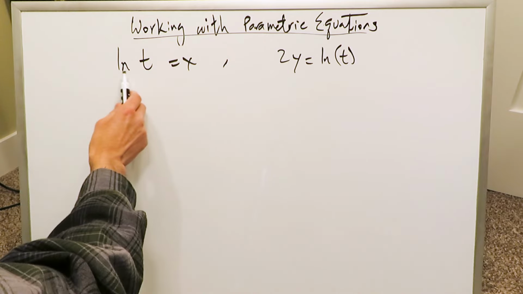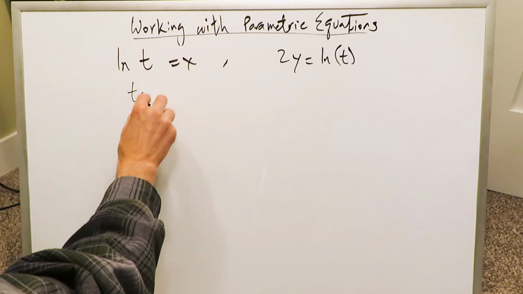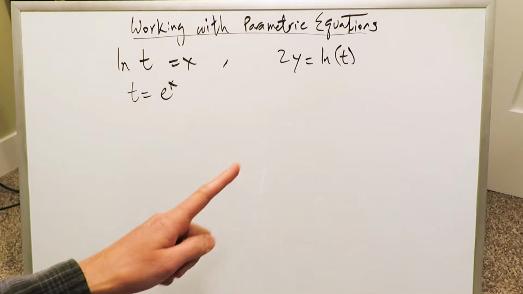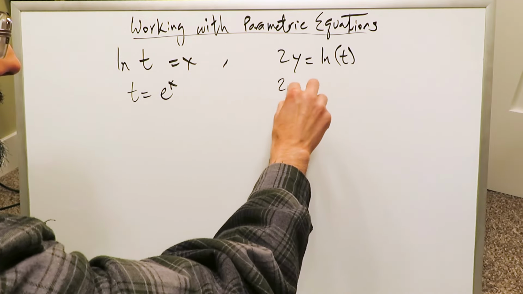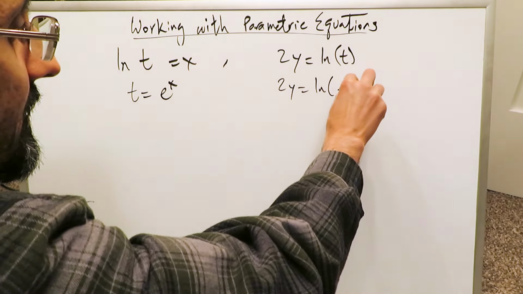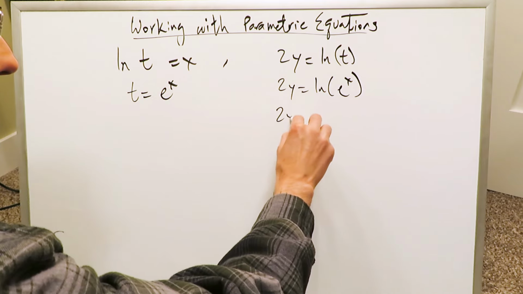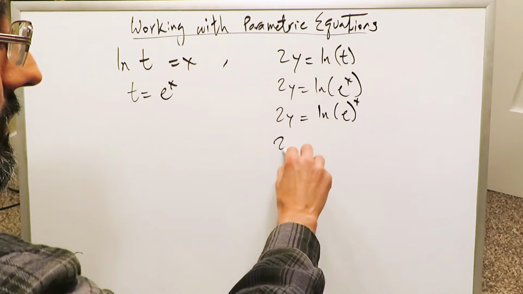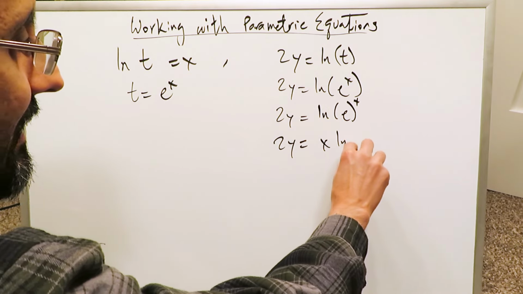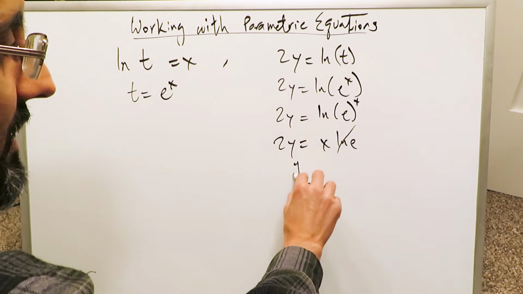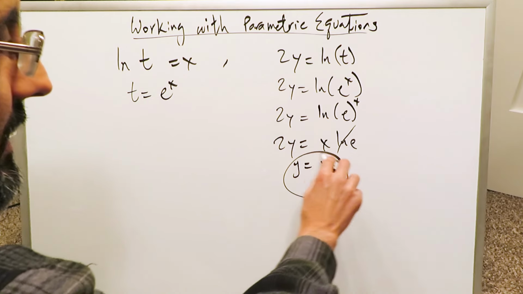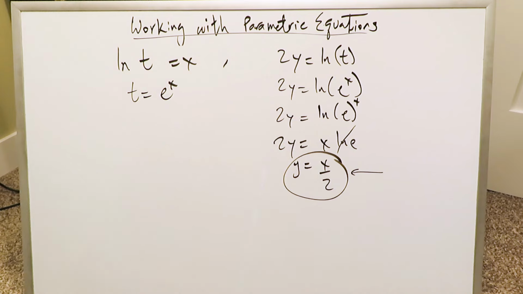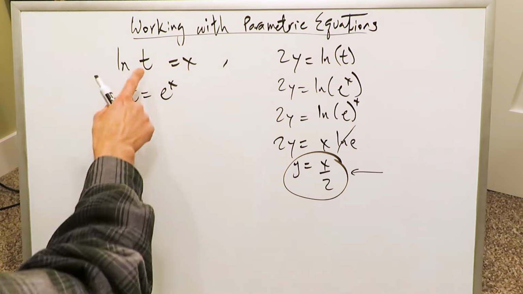Start right over here. If ln t is equal to x, then t must be equal to e to the power of x. You can substitute this e to the power of x into that equation in place of t. 2y is equal to natural log e to the x. You can look at that as 2y is equal to ln e to the x, and then you can look at that as 2y is equal to x ln e, which goes away, y is equal to x over 2. And here's my rectangular equation form, arriving here from these parametric equations by eliminating the parameter t.